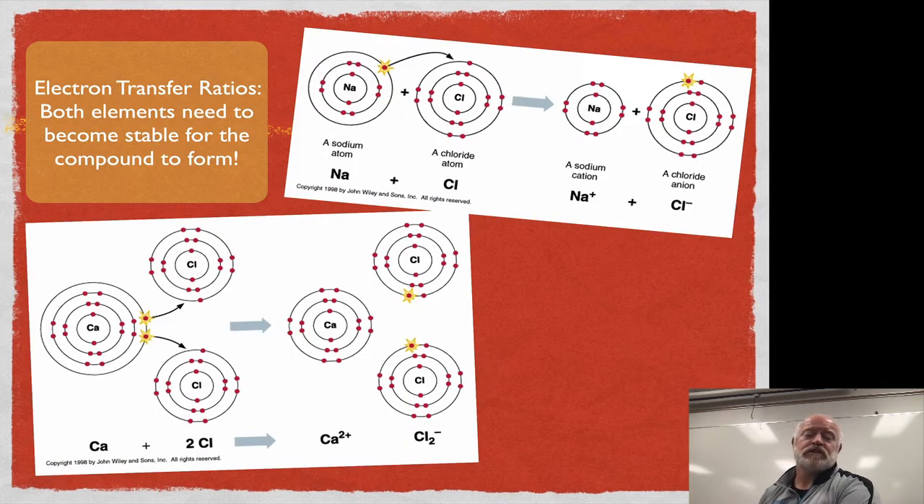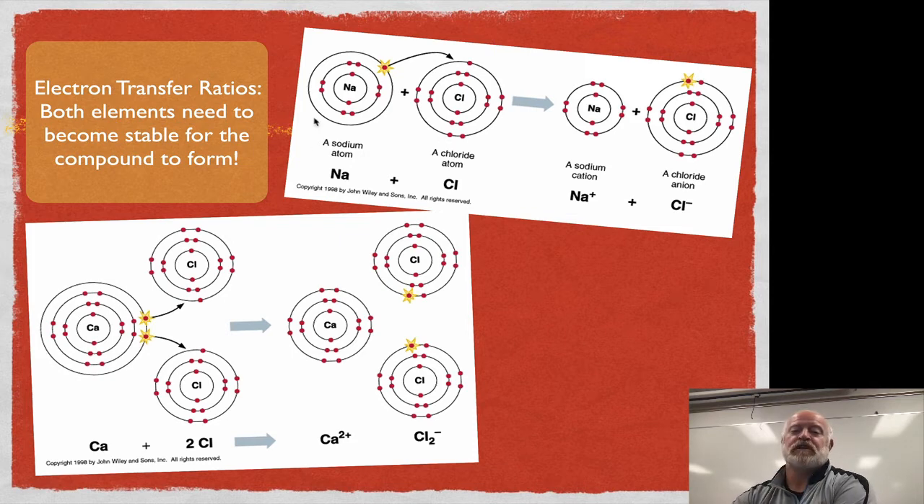As they do this, there are always very specific ratios that can form when ionic compounds bond with each other. It has to be very specific because everybody has to be happy. When I say be happy, I mean they both have to become stable for this to form.